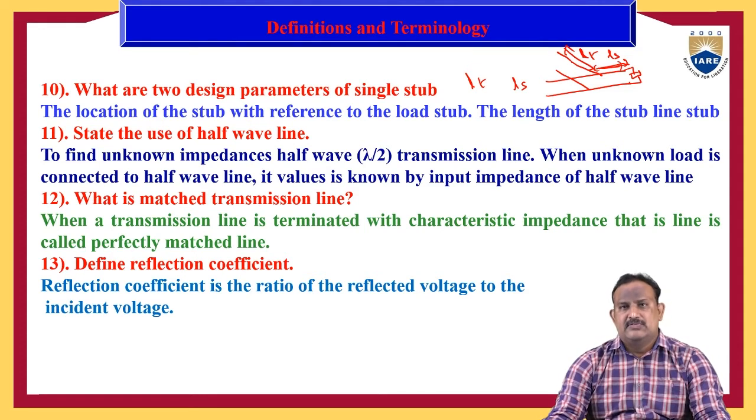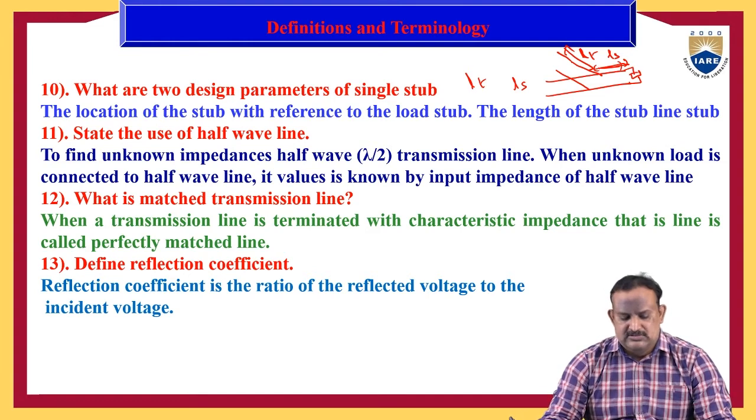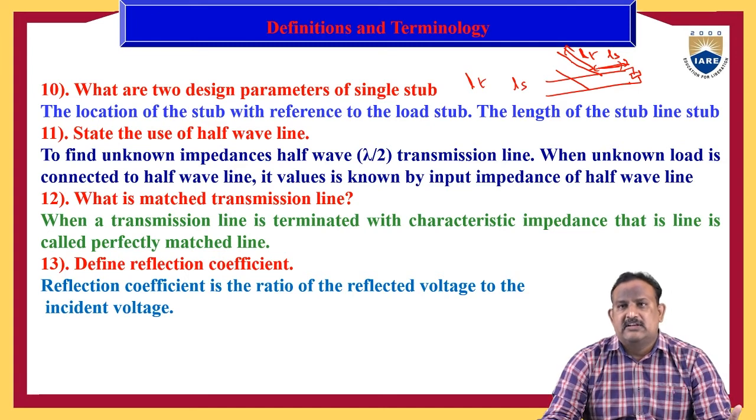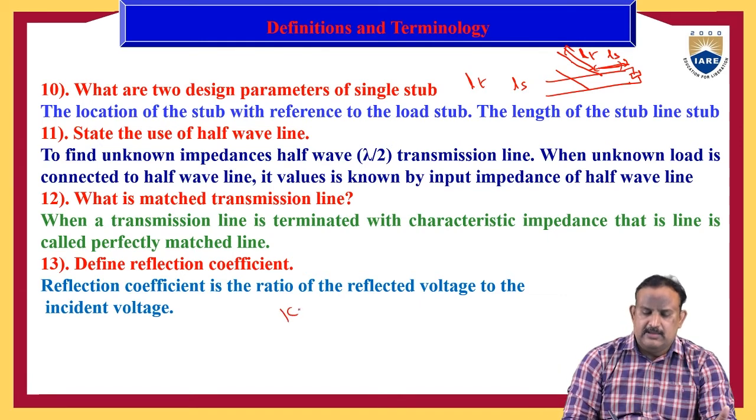Define reflection coefficient. The reflection coefficient is the ratio of reflected voltage to the incident voltage, or the ratio of reflected current to the incident current. We can define the reflection coefficient in two ways, in terms of current or in terms of voltage. It is denoted as K.